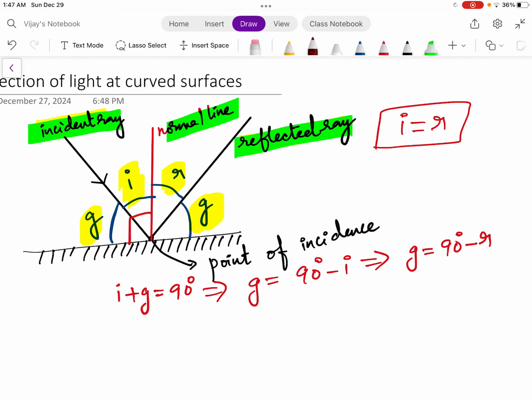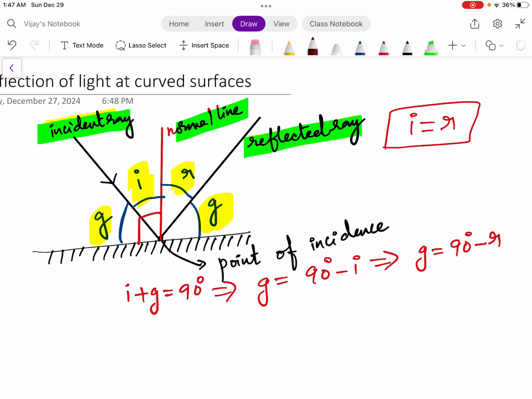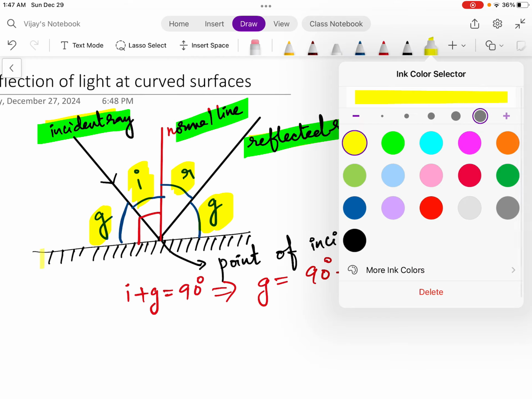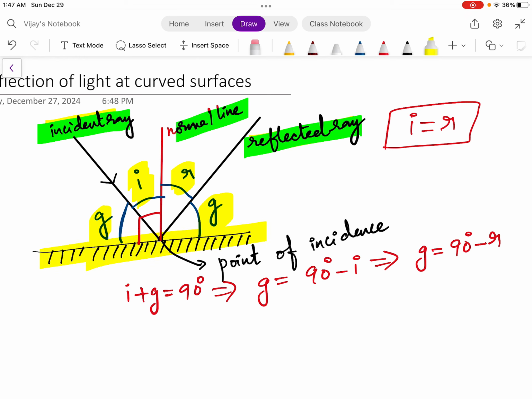See here. So the mirror which I have taken here is basically a plane mirror. So what is a plane mirror? A plane mirror is basically a mirror whose reflecting surface is plane, whose reflecting surface is flat. And a mirror can be plane or a mirror can be spherical.